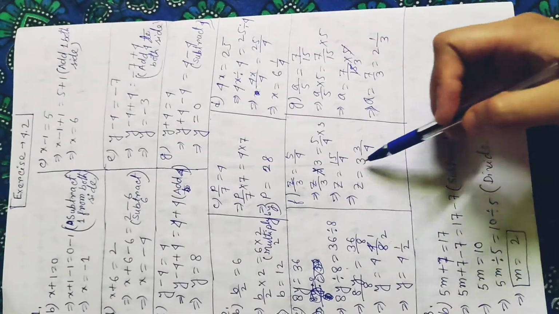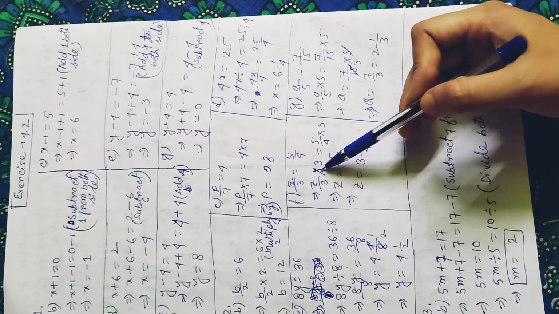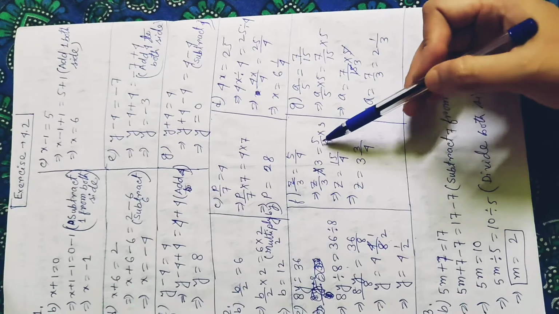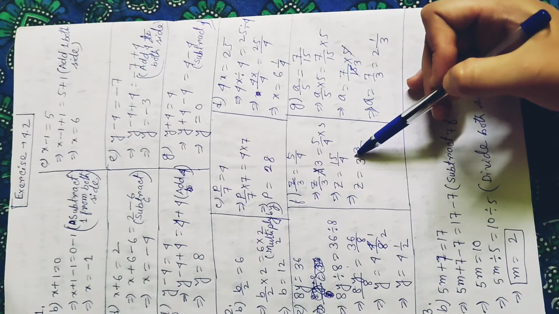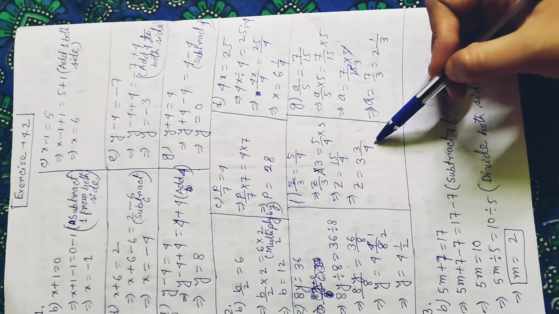Then the next portion is z by 3 equals 5 by 4. Here also by 3, the opposite is multiplied by 3. 3 will be vanished. Then z equals 5 by 4 into 3. 5 threes are 15 by 4. It is also an improper fraction. The mixed fraction will be 3 3 by 4 as the answer.